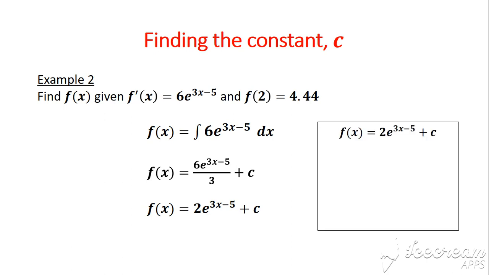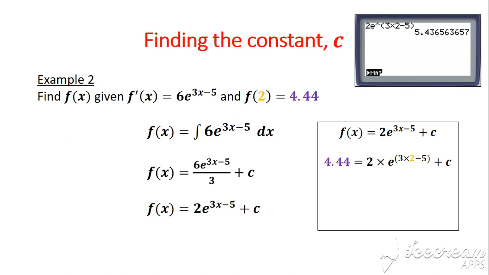Now, once again, we're going to use extra information to find c. So if we write down the function over here, we're told that when the x value is 2, the function is 4.44. So let's substitute 2 in for x and 4.44 for our function value. Now, grabbing a calculator and working out what 2 times e to the power of 3 times 2 minus 5 is, which is very close to 5.44. So if we round it and say 4.44 is equal to 5.44 plus c, we know that c is negative 1, or close to it.